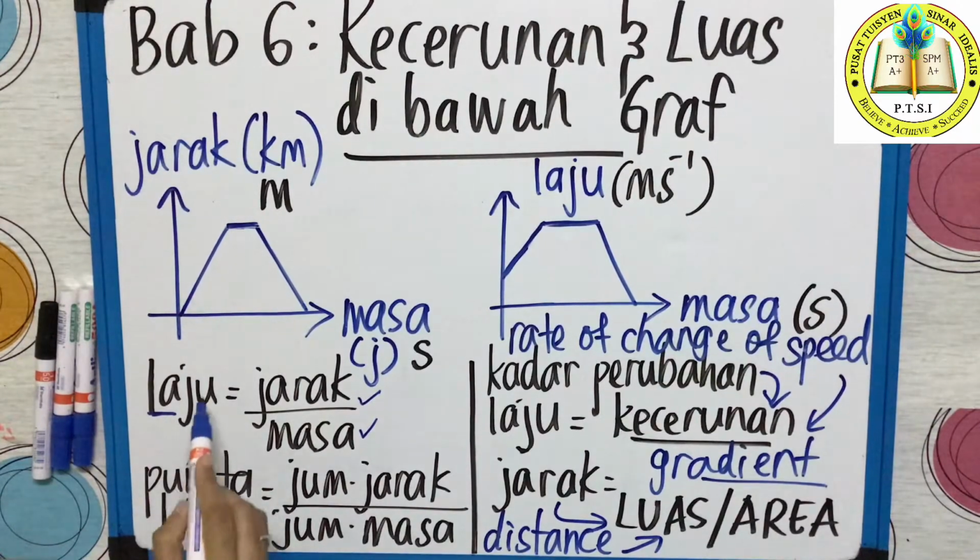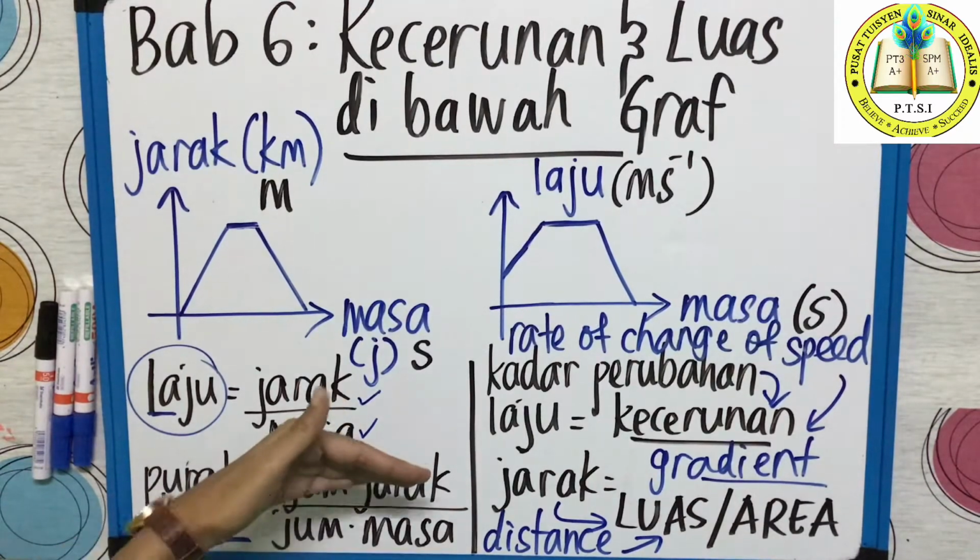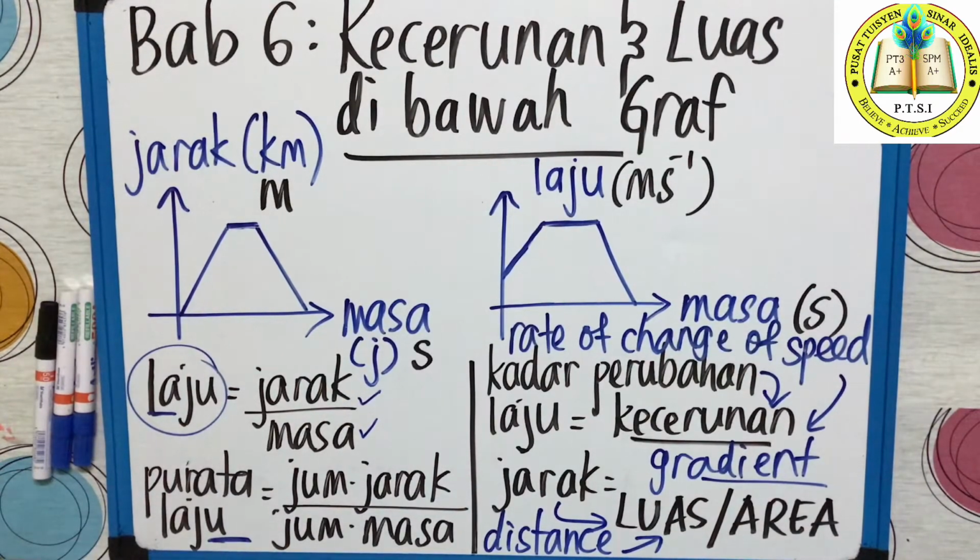If they ask you laju. Kalau mereka tanya laju, the speed, the formula is jarak bahagi masa. Next question, if they ask you purata laju. In English, we say average speed. Purata laju, average speed. Also the same formula. Jumlah jarak bahagi jumlah masa. Total distance divide by total time. It all depend to the question.